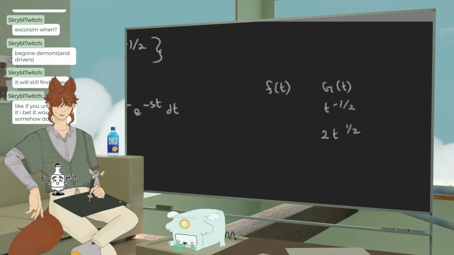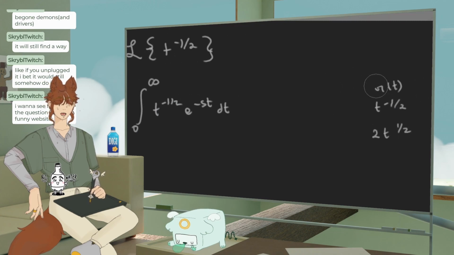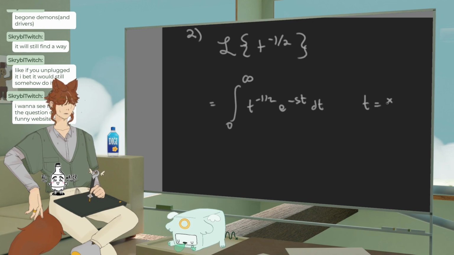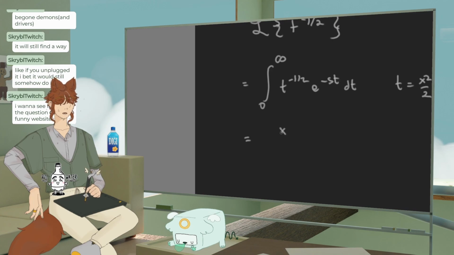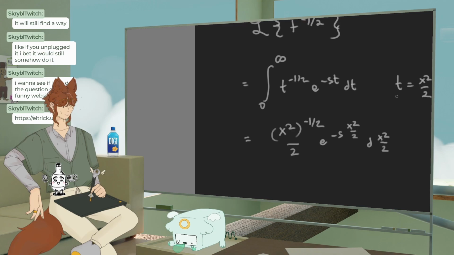Set up the integral that represents this transform and make the change of variable substitution t equals x squared over 2. Okay. I was just going for it. I want to see if I can do the question on the funny website. X squared over 2. Okay, so we get x squared to the minus 1/2 over 2, e to the negative s x squared over 2, d x squared over 2. Not really sure what that means there.